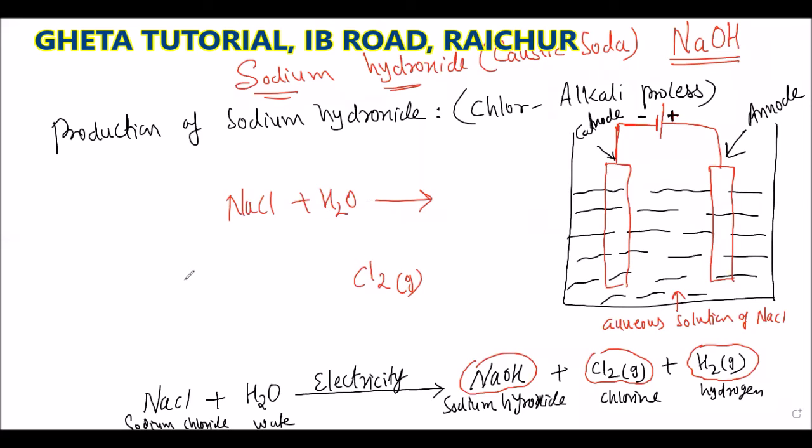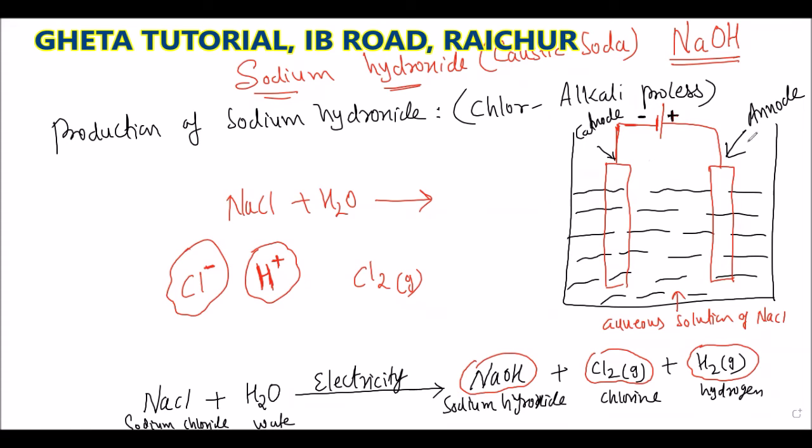Here I'll tell you that chlorine will always be at the anode, the minus sign. Chlorine is the minus sign. Hydrogen is the plus sign, the plus ion. H is the plus ion, Cl is the minus ion. So where will you get the hydrogen H plus ion, and where will you get the chloride ion?